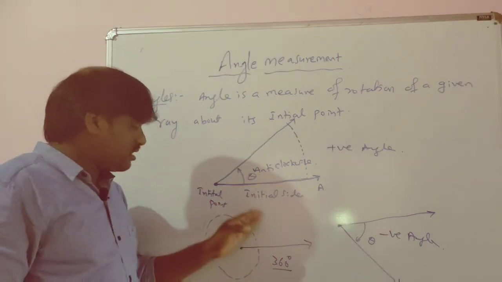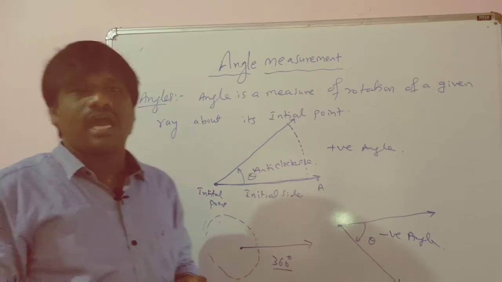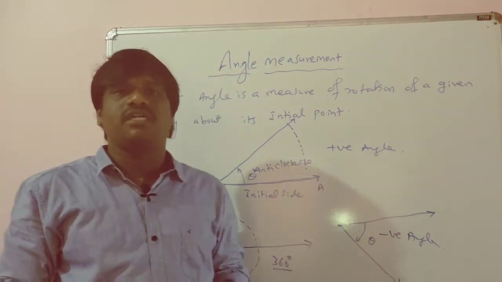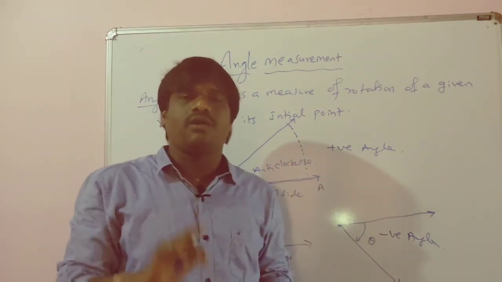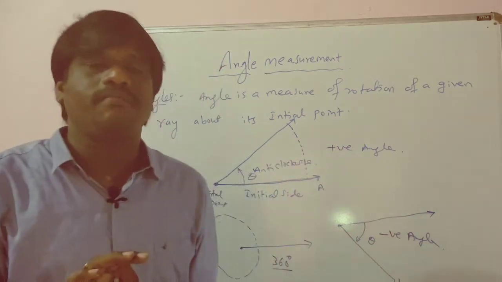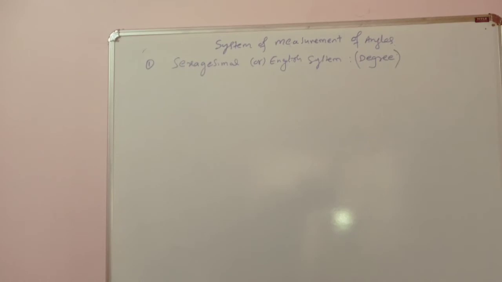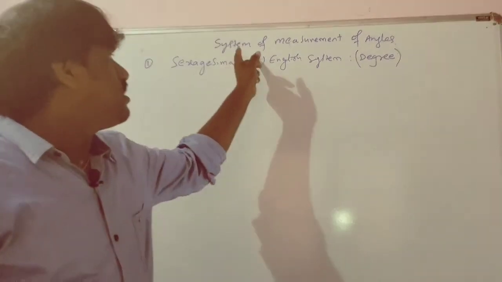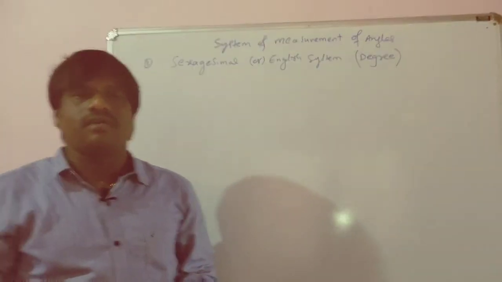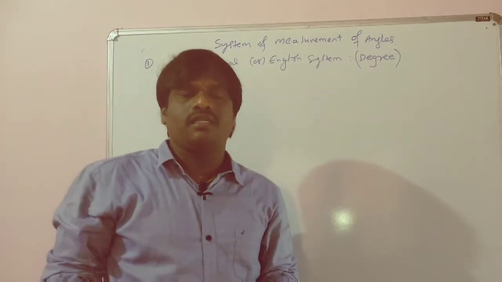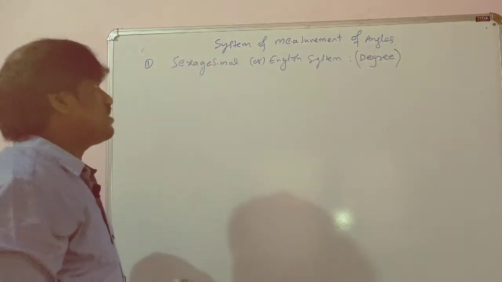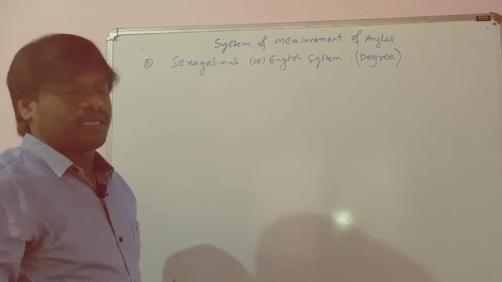So this is the angle I want to talk about. These angles are measured in three systems. Now we are going to learn the three systems and the problems based on them. The angular measurements are divided into three systems, and now we are talking about the first system. What is this system? I'll tell you.